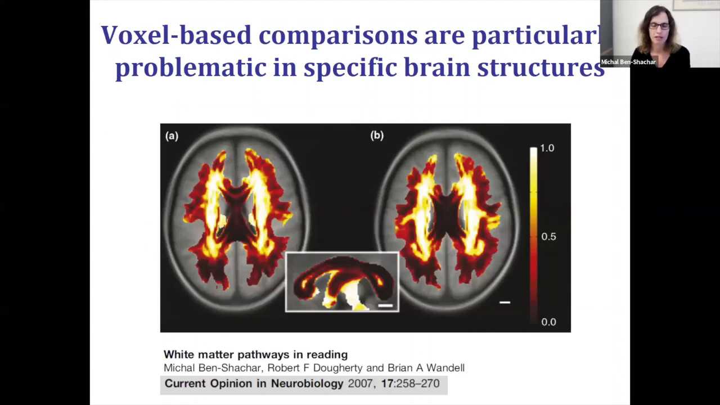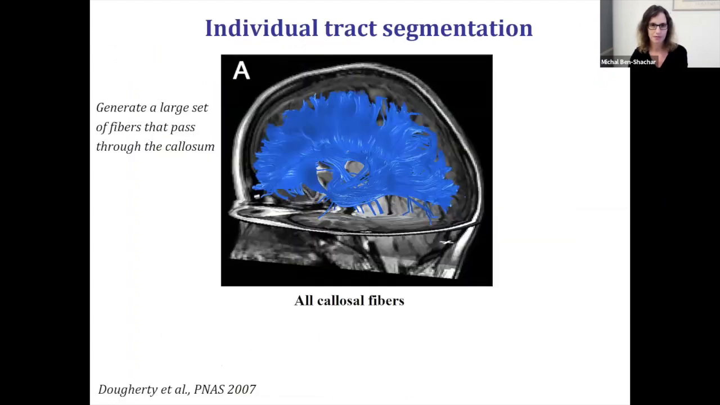Actually, there are many voxels in which voxel-based comparisons have limited power, primarily because of individual differences in shape and volume. Some white matter structures, like the corpus callosum, are more susceptible to this problem, as we show in this power simulation. So the chances of finding an existing group difference in the corpus callosum using voxel-based methods are not too good. This is where tractometry becomes handy.